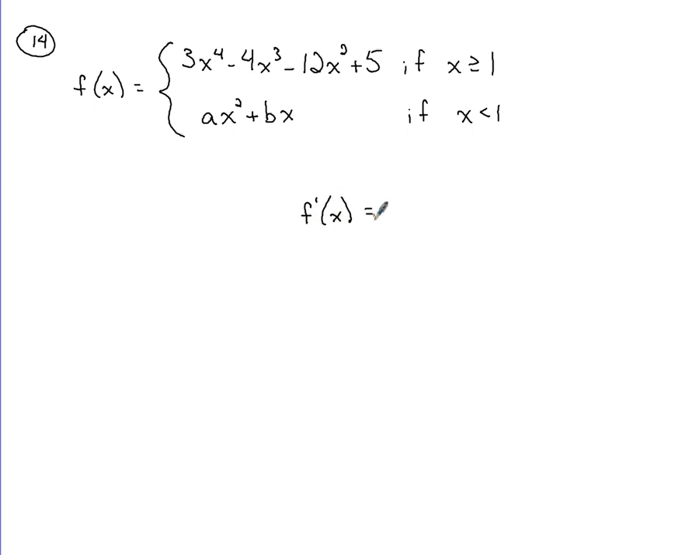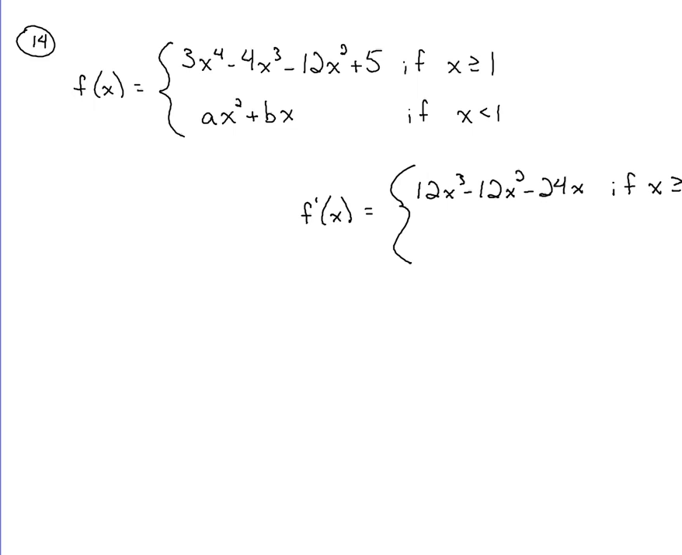So f prime of x equals, I'm starting with two pieces for the original function, so I'll have two pieces for the derivative. When I take the derivative of the first piece, pretty simple power rule here, it's just going to be 12x cubed minus 12x squared minus 24x, and then 5 goes to 0. Domain restriction stays the same, so x is greater than or equal to 1 for that piece.